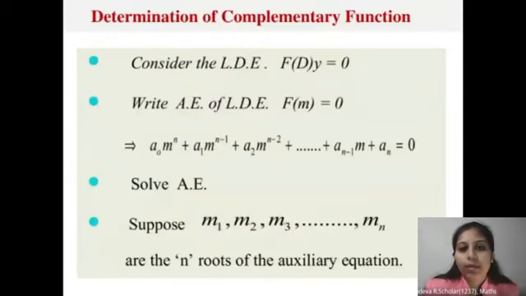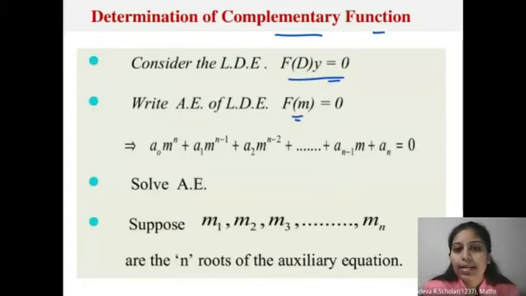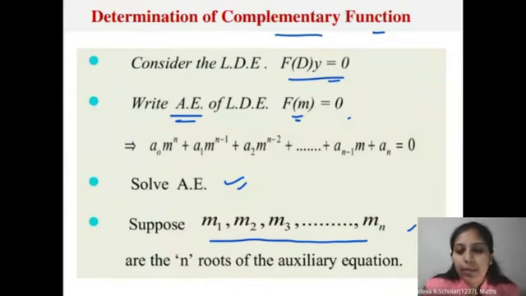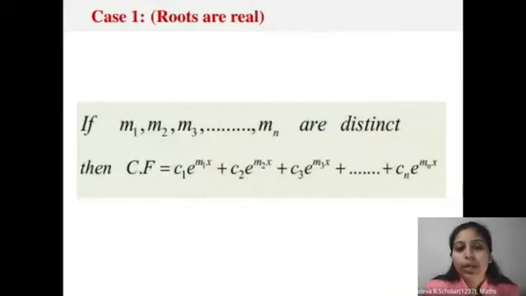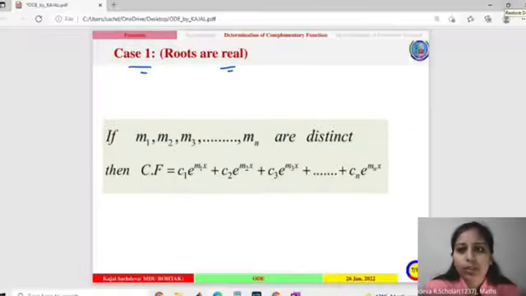CF, the complementary function, can be determined as follows. Put the homogeneous part equal to 0, then replace D by m. That means find the auxiliary equation, solve it, and we get the m roots. These roots can be real, distinct, equal, complex, rational, anything is possible. On this basis we have some cases. Case 1 is when roots are real. So let's take an example with real roots.